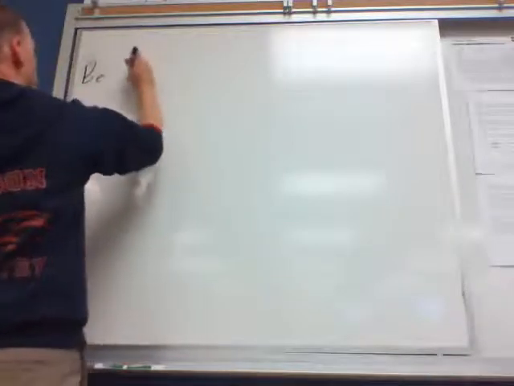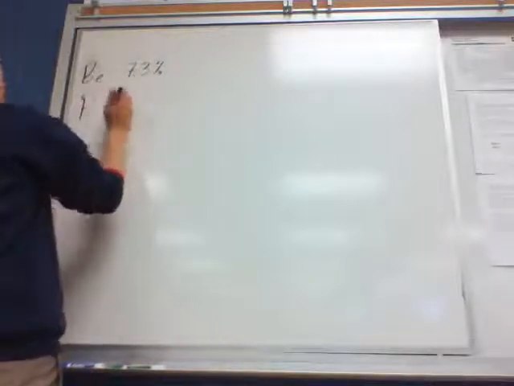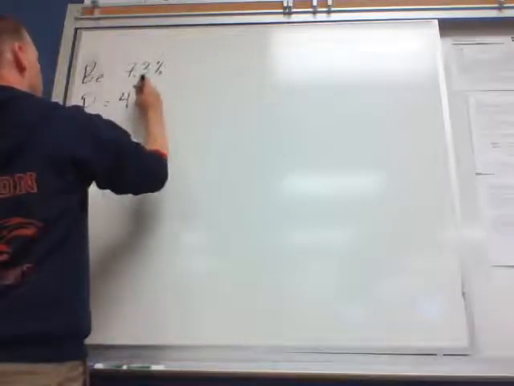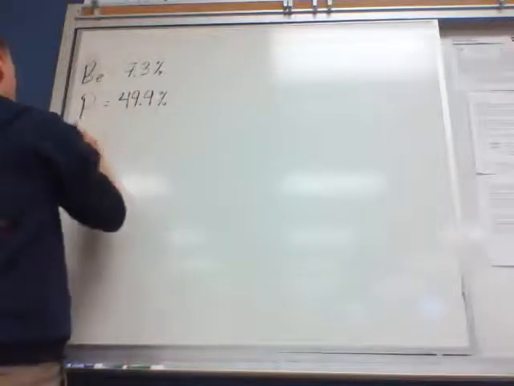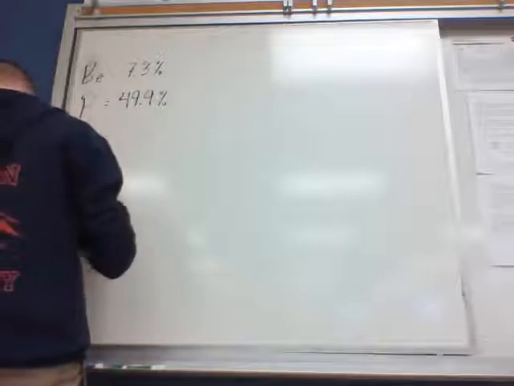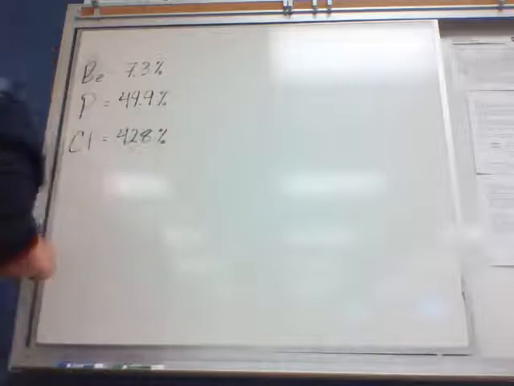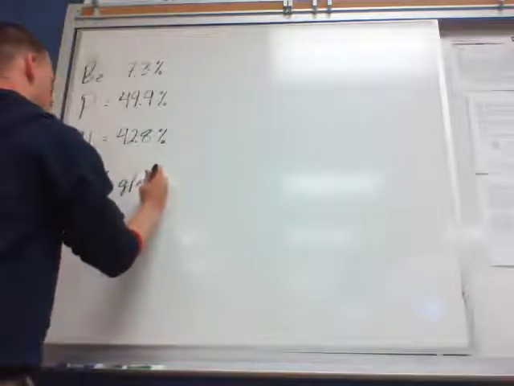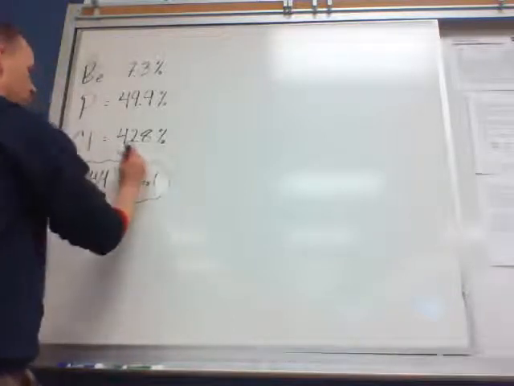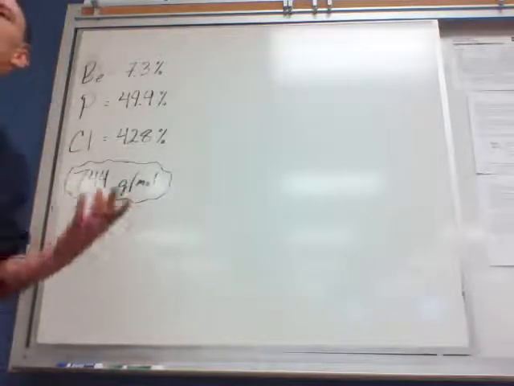This compound is going to have beryllium. We're going to have 7.3% of it. It's also going to have phosphorus. We'll have 49.9% of that. And chlorine, we'll have 42.8% of that. I'm going to give you some bonus info here. 744 grams per mole is the mass of the molecular formula that I want you to find. The question is, what is the molecular formula?